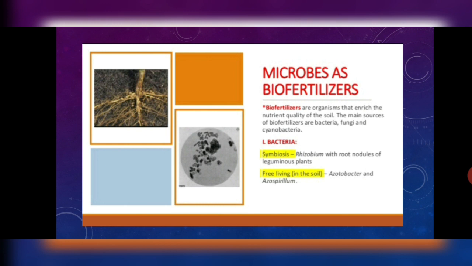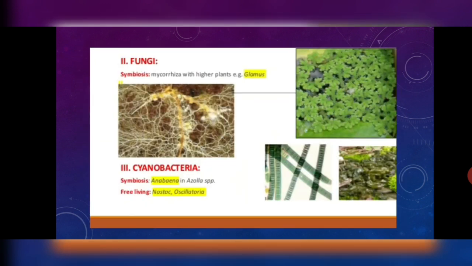Bacteria, by the process of symbiosis, for example Rhizobium, which is attached to the root nodules of leguminous plants like pea, gram, etc., helps in nitrogen fixation. Other free living bacteria like Azotobacter and Azospirillum are also important nitrogen fixing bacteria. Fungi like mycorrhiza help in the growth of higher plants by symbiotic association, where it derives nutrition from the roots. Example is Glomus. Cyanobacteria, the blue-green algae, have symbiotic association as in Anabaena in Azolla species, and free living examples are Nostoc and Oscillatoria.